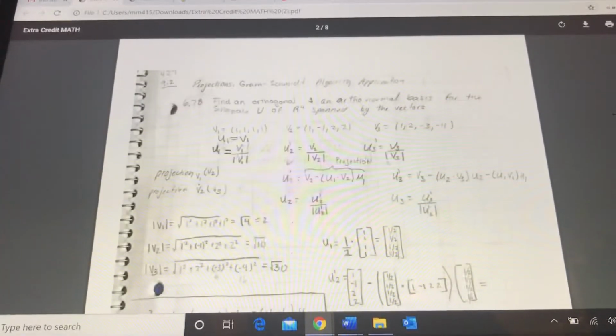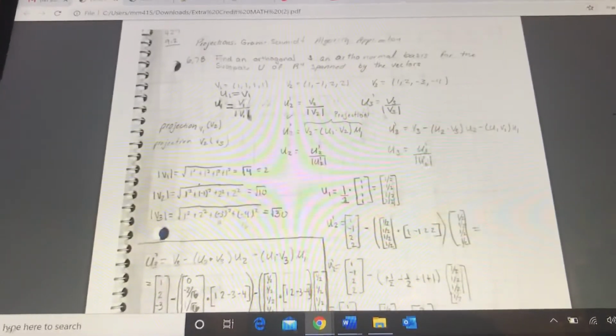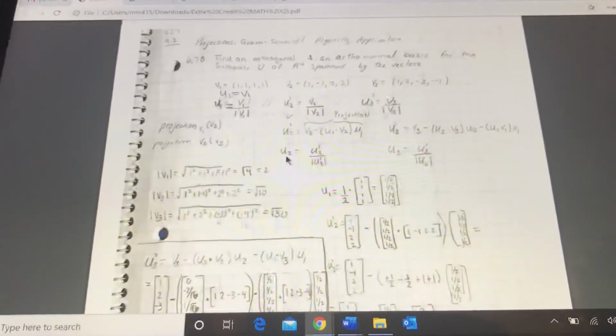Here we use Gram-Schmidt's algorithm application to project vectors onto one another, essentially. So we have v1, v2, v3. We set u1 equal to v1. u1 equals v1 over the length of v1, which is just following Gram-Schmidt's application here. And then these are the projection equations that we'll use to find the u values. I wrote them as primes, as one of the videos did as well, so we can find our actual u2 values and u3 values here.